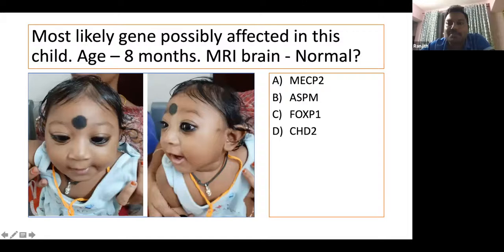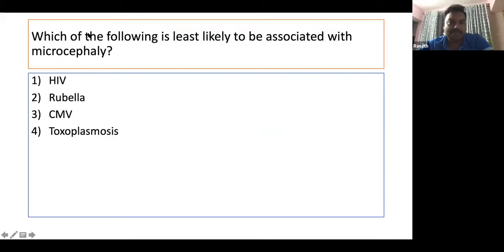Which of the following is least likely to be associated with microcephaly? It's a little bit tricky question because all the four can be associated, but based on the likelihood, we will give either HIV or toxoplasma for both. If they have answered, both will be considered as correct.